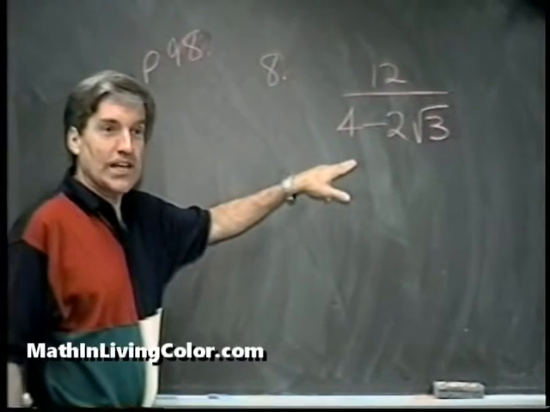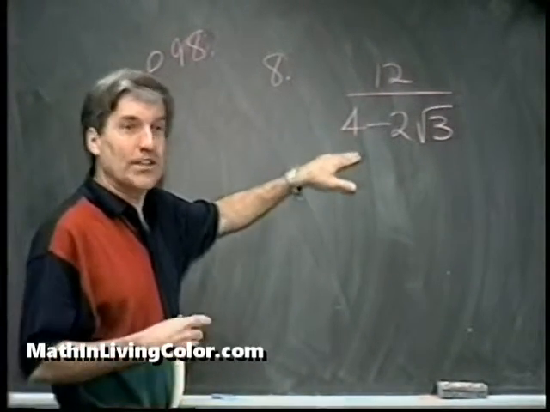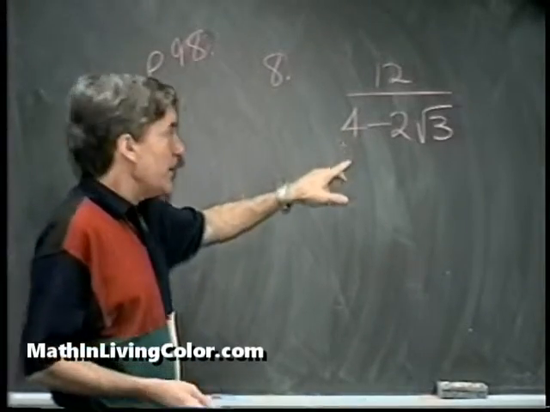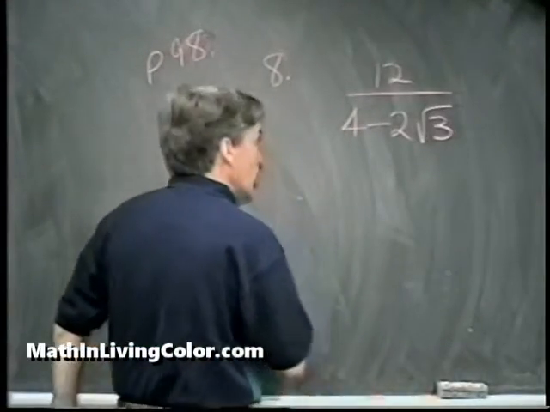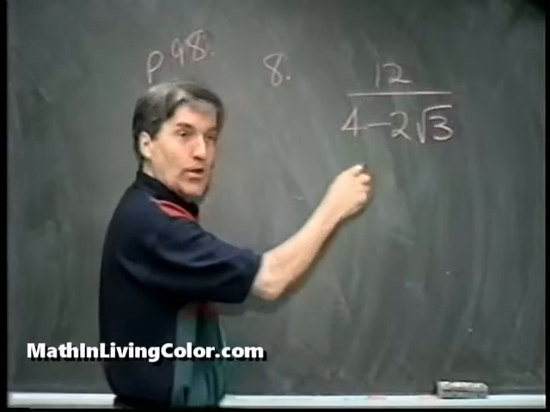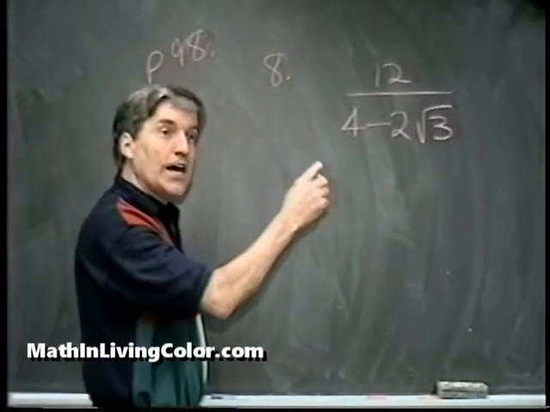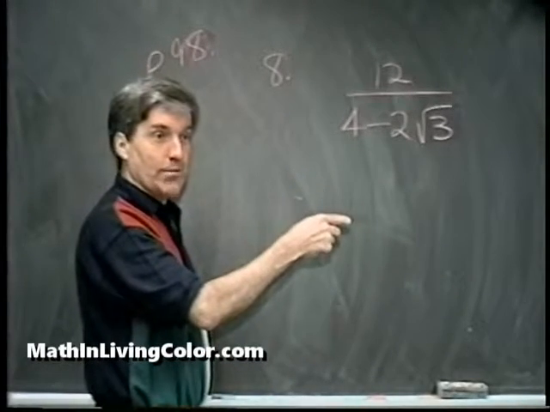Remember, rationalizing a denominator means to eliminate the radicals from the denominator. And if you were to multiply the numerator and denominator by the square root of 3, that would not eliminate the radical from the denominator.